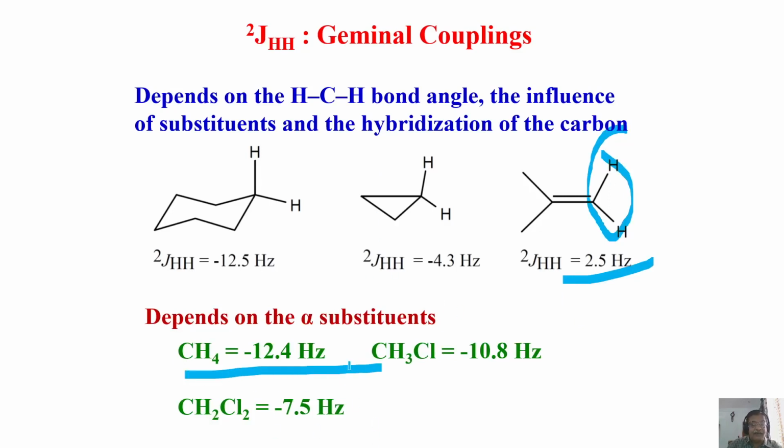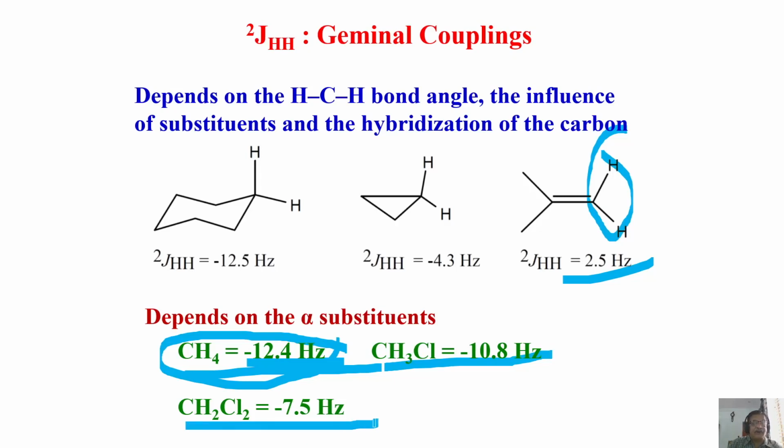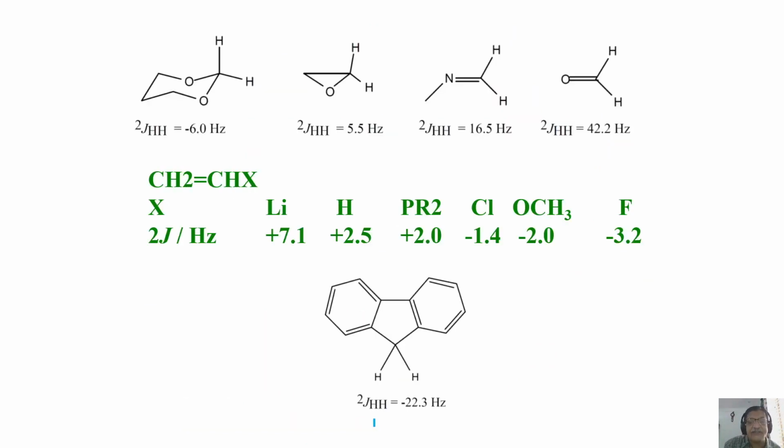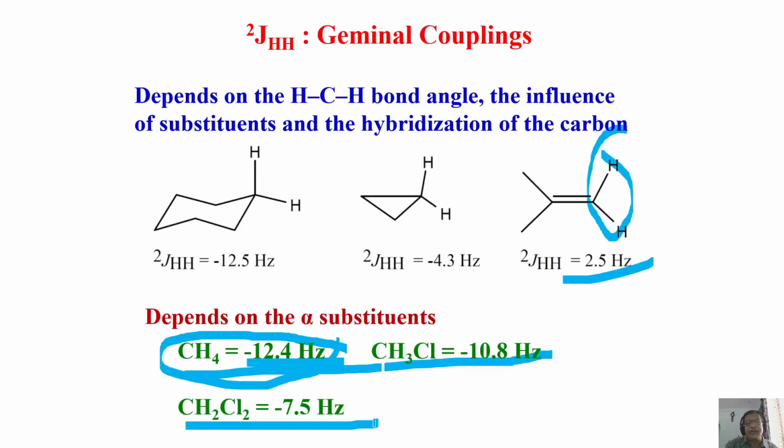Take methane. For methane, the coupling between protons, you will get a single peak. But still, I said I will measure it in the equivalent spin system. I get minus 12.4 here. If I go to CH3Cl, it is minus 10. CH2Cl2 is minus 7.5. So depending upon the angle and the substituents, we have different coupling strengths. These are all strengths of the geminal coupling. Well, we can talk more about these couplings.